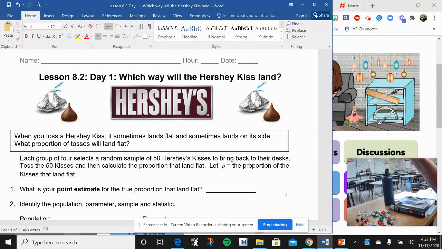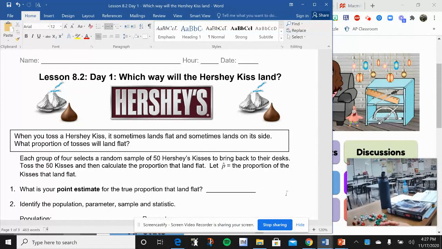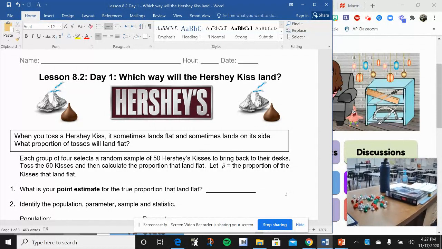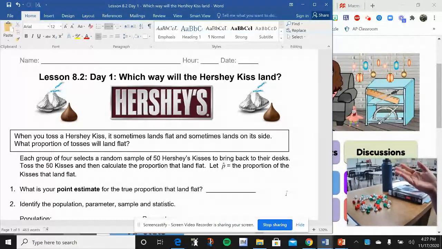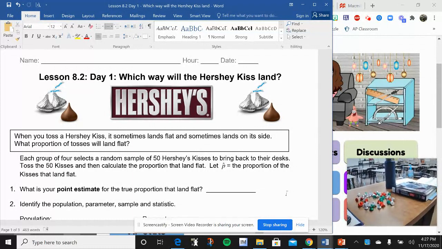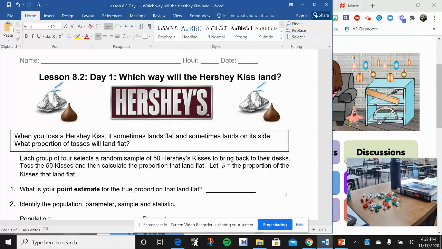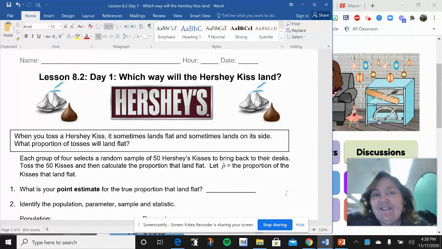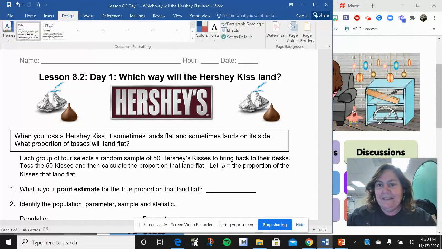All right, but that's the idea. You can see some of them are right side up, some of them are sideways. I've done this a couple of times. In class we'd have multiple different groups, since there's 24 of us, so 6 different groups who would be doing this and get maybe a different p-hat, right? P-hat being the proportion of your sample that landed upright.